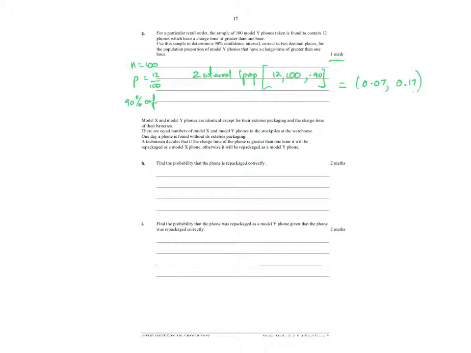So what do we know? The probability of X being greater than 60 minutes is equal to a half. The probability of Y being greater than 60 minutes was equal to 1/10. They were the earlier parts of the question. So if a technician finds the charge time is greater than 60, it will be repackaged as a Model X phone, otherwise it's a Model Y phone. So if the charge time is greater than 60, it's correct.